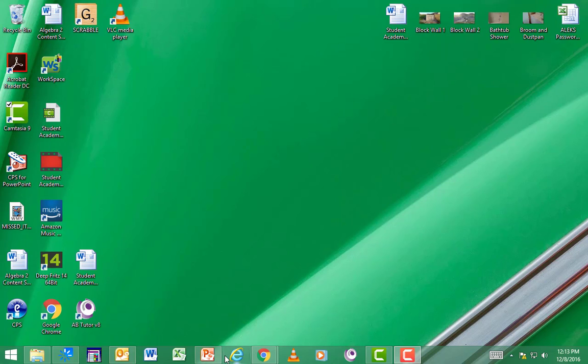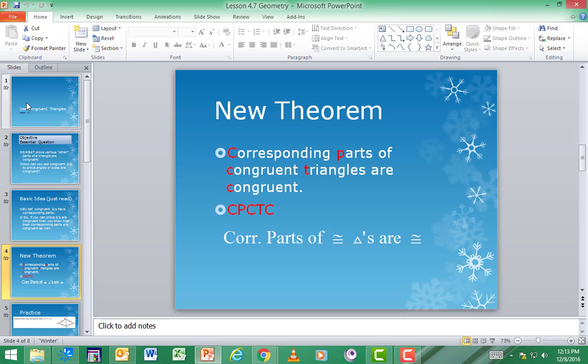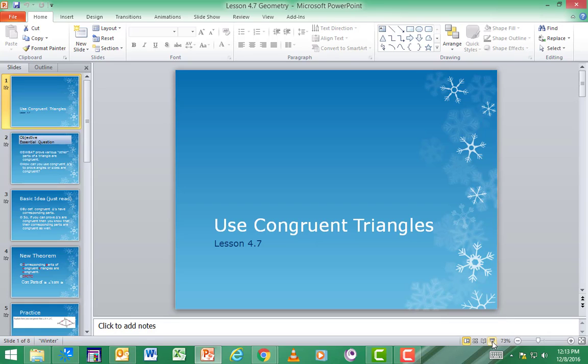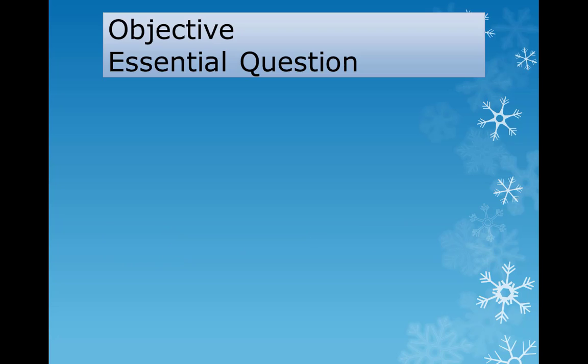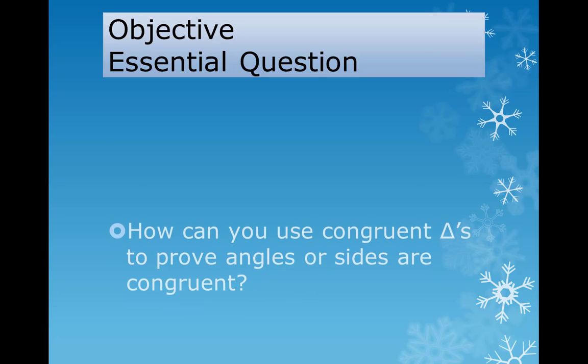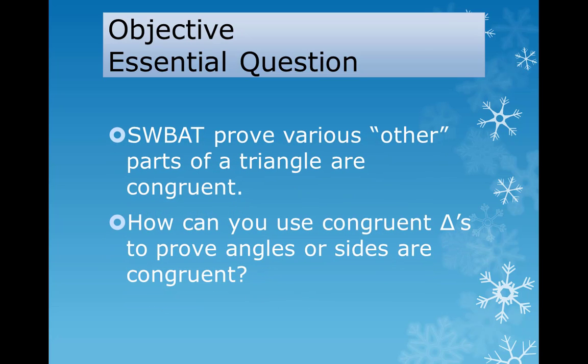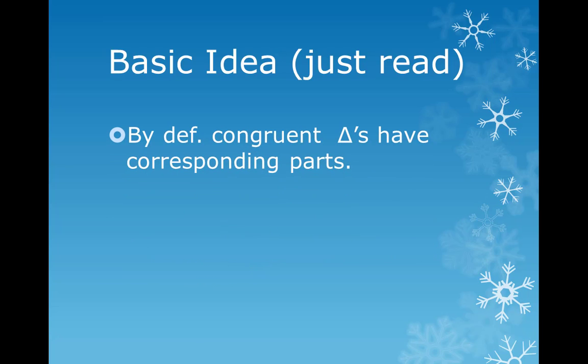Okay, so we're going to build on the ideas we've been getting on these congruent triangles and go one step further. So here's the basic idea. Students will be able to prove various other parts of a triangle are congruent. How can you use congruent triangles to prove angles or sides are congruent? So I kind of want to show you how this works.